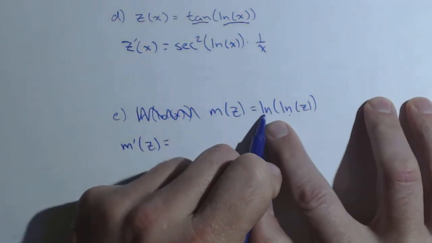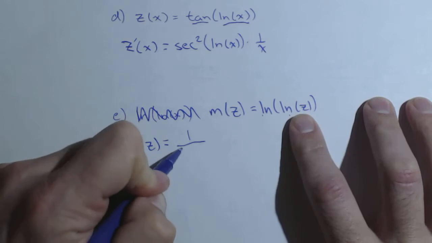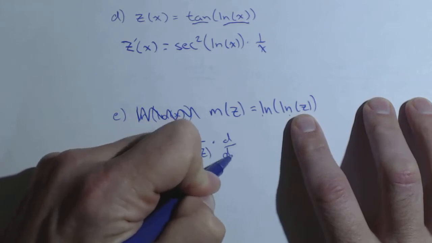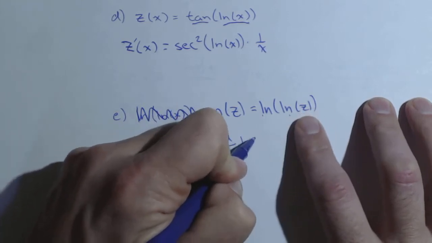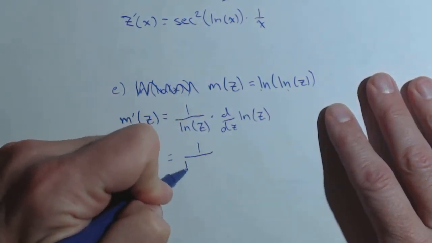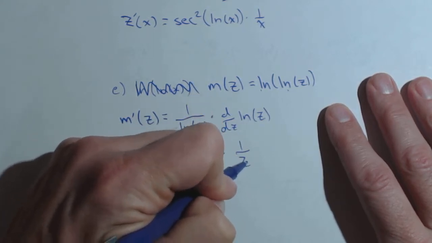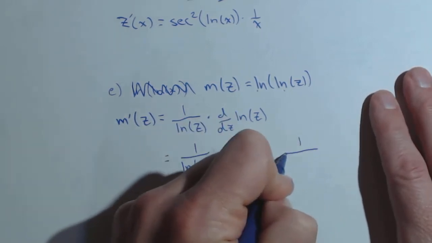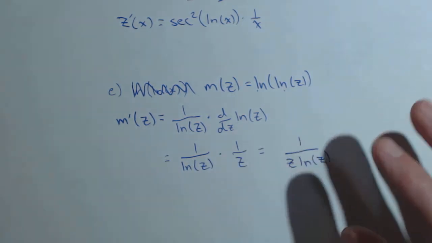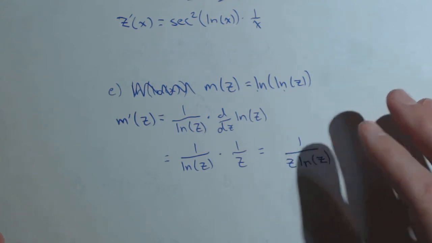Inside function, outside function. So the derivative of a natural log is 1 over whatever we're taking the natural log of. So 1 over ln of z times the derivative with respect to z of the inside function, so that's the other ln of z. So we have 1 over ln of z times derivative of ln of z is 1 over z. And we might go ahead and write this one as 1 over z ln of z. Okay, so you need to have your basic derivative rules down, and that will make it a lot easier as you go to do these product, quotient, and chain rules.